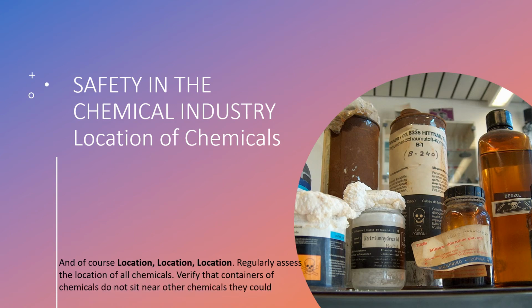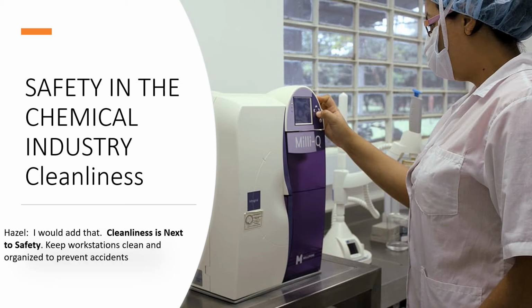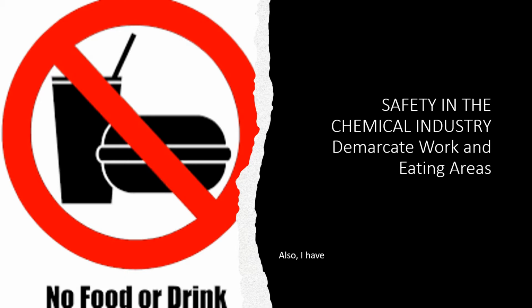Regularly assess the location of all chemicals. Verify that containers of chemicals do not sit near other chemicals they could adversely react with. Also, cleanliness is next to safety. Keep workstations clean and organized to prevent accidents. Wet floors promote falls. Cluttered work areas encourage inadvertent spills or mixing.